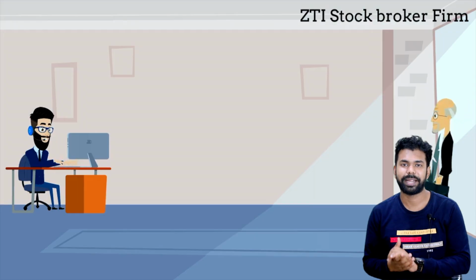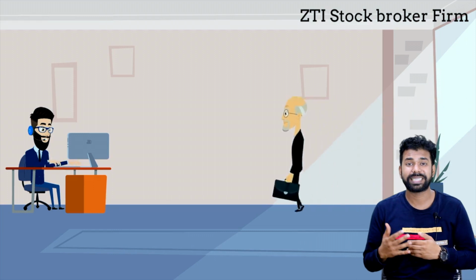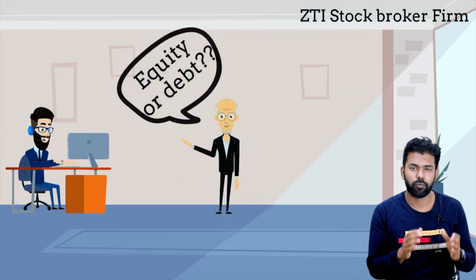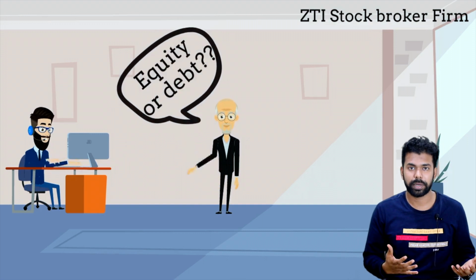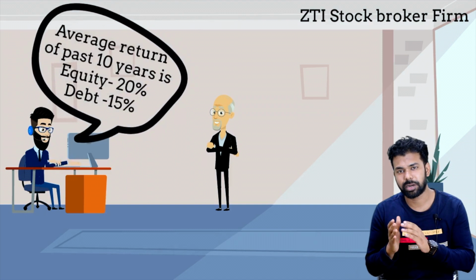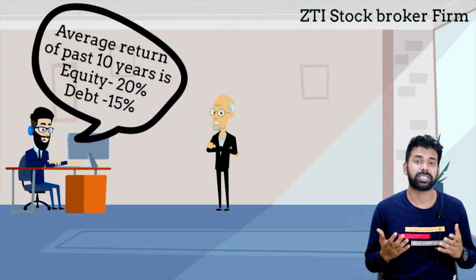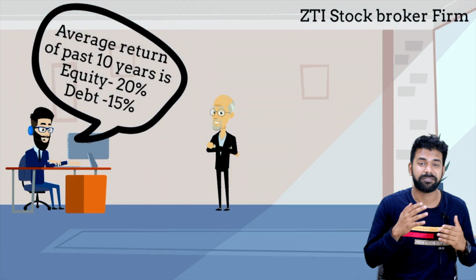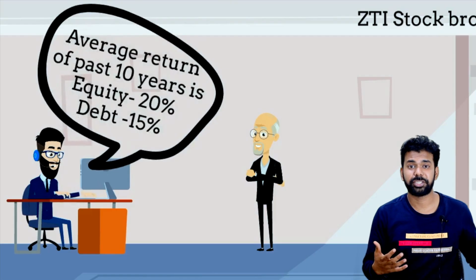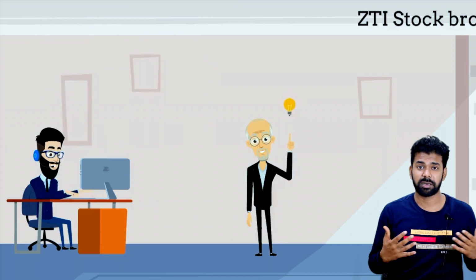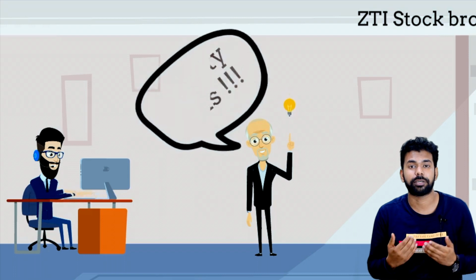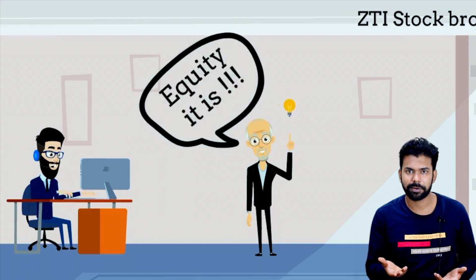Once, one of my clients, Mr. Rajesh, who is over 65 years old, approached a stockbroker asking which mutual fund to buy, equity or debt. The stockbroker told him the average return over the past 10 years in case of equity is 20% and 15% in case of debt-oriented mutual funds. Mr. Rajesh thought that he would go for equity as the average return is higher.